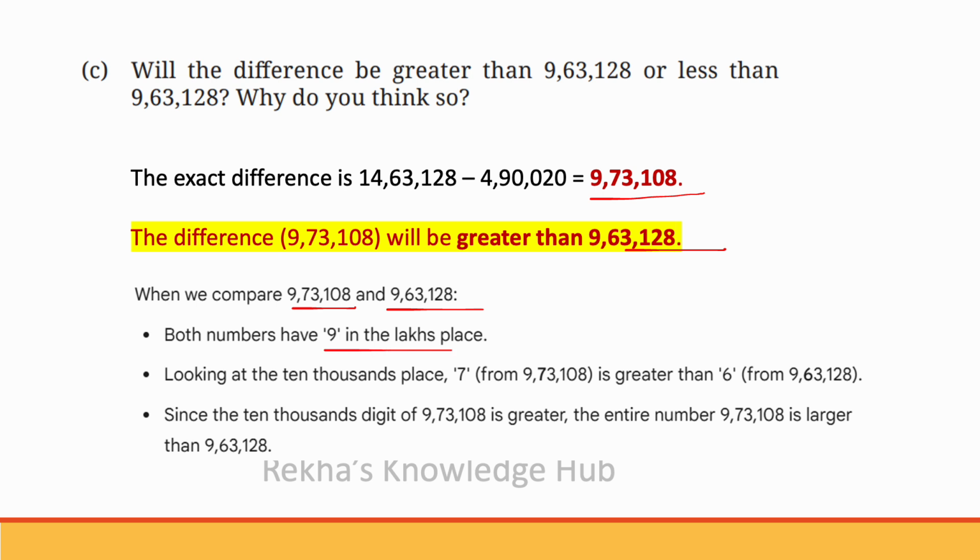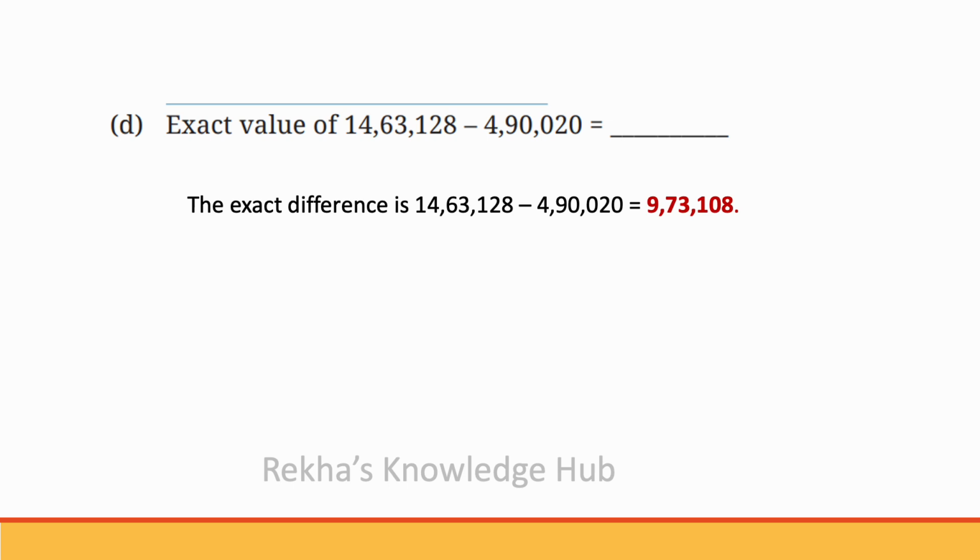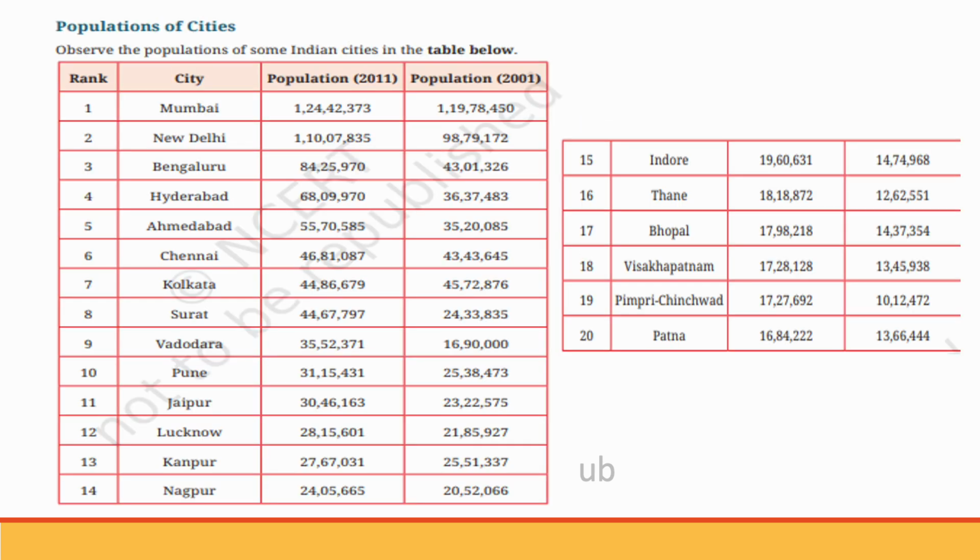Then looking at the 10,000 place, that is 7 from 9,73,108. The 7 is greater than 6 from 9,63,128. 7 is greater than 6. Since the 10,000th digit of 9,73,108 is greater, the entire number 9,73,108 is larger than 9,63,128. The exact value we had already found: 9,73,108.